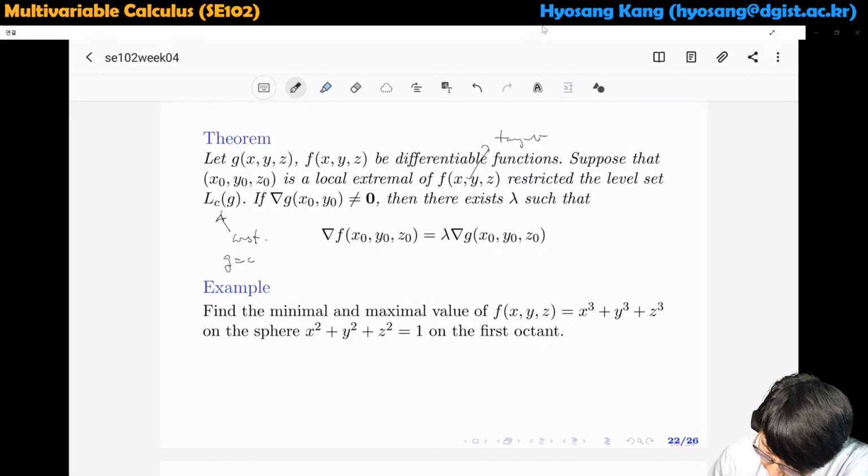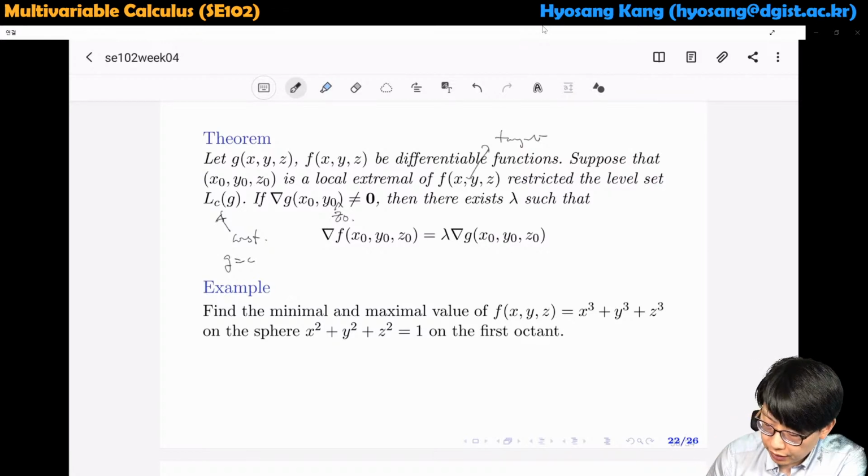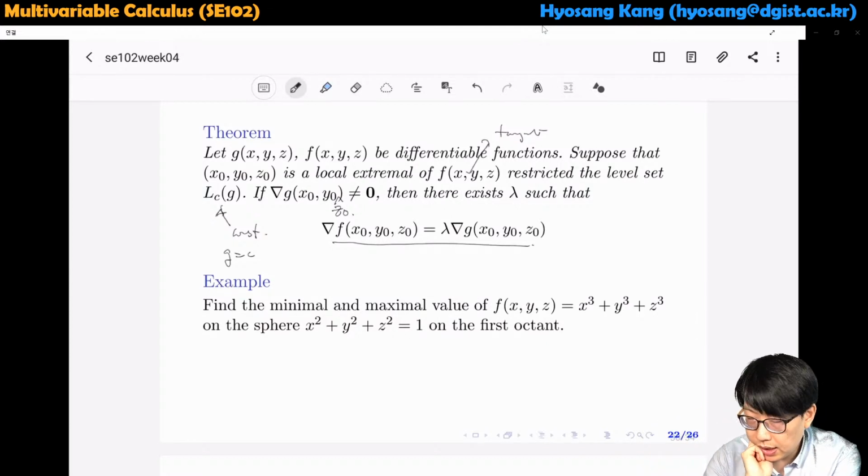There's a typo. If the gradient of g at this point is not 0, then there exists lambda such that two gradient vectors are parallel by the factor of lambda. So basically the same. When you apply the Lagrange multiplier, you first start from this equation, try to find a point where two gradients are parallel, and then check if that point is actually an extremal.